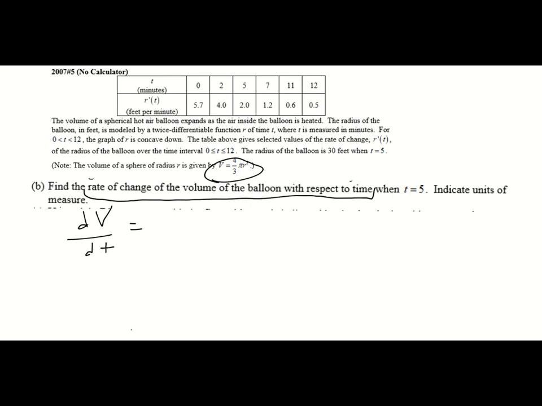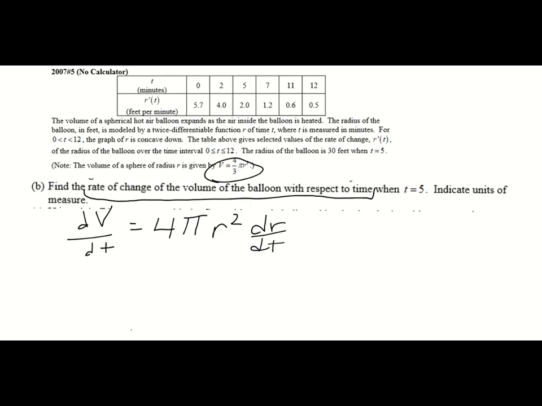The right side, you're going to use the power rule. So 3 times 4/3 would just give you 4 pi. Then we subtract 1 from the power, so it'd be r squared, and because we took the derivative of r with respect to time, we multiply by dr/dt.